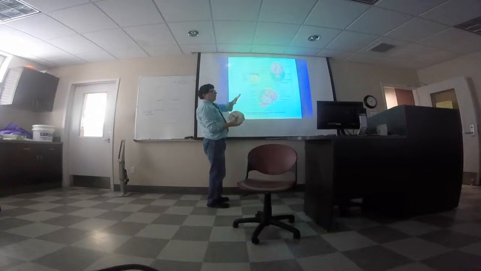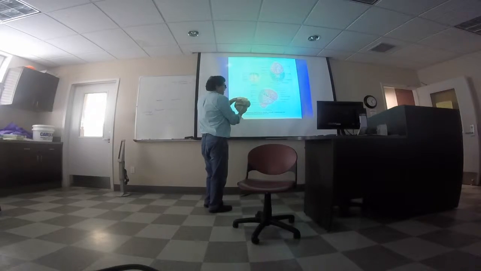If we kind of picture our hand like a mitten sitting on top of the surface of the brain, the area deep to the thumb would be the temporal lobe.